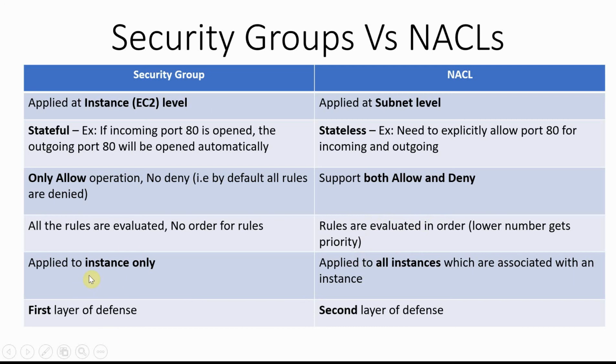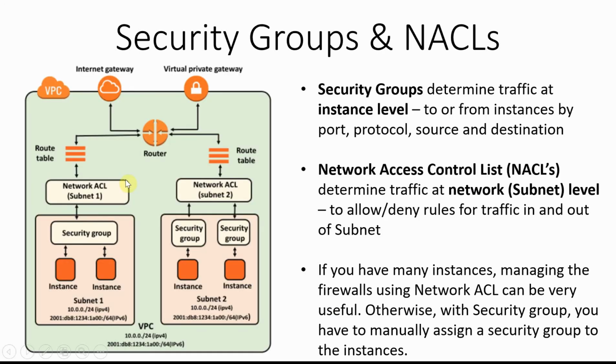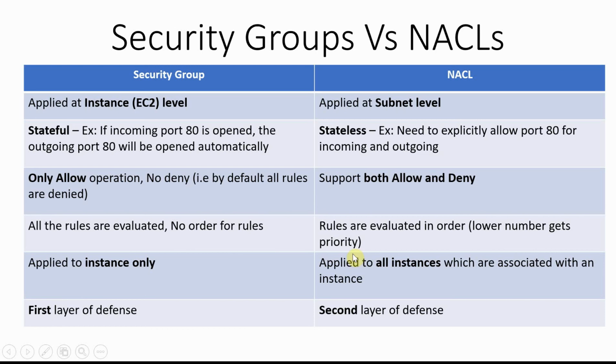Security group is applied at instance level, instance only; I think we know that. But with NACL, the rules apply to all the instances associated within that subnet, because it's at a higher level. Whereas the security group is typically given to a specific instance. The scope matters there. And the last one we already discussed: first layer of defense and second layer of defense.